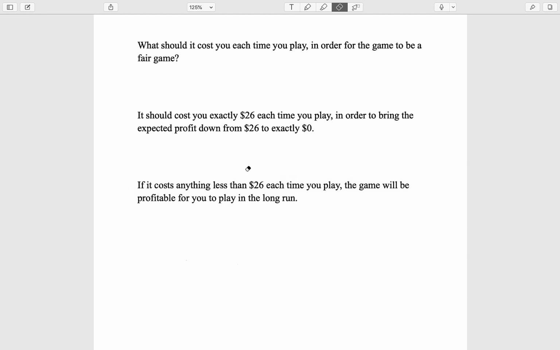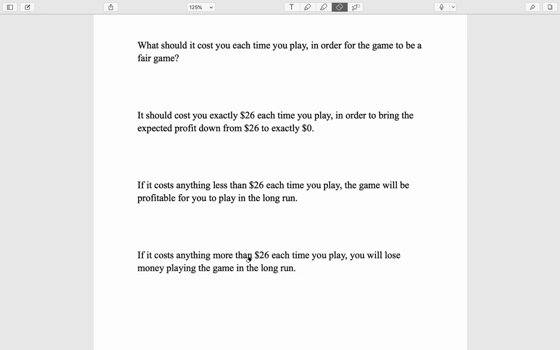Now, if this game costs anything less than $26, it will be profitable for you to play in the long run. But if it costs anything more than $26 per play of the game, you will lose money playing this game in the long run. And if it is a casino game, they will already have done this computation and made sure that they do charge you more than $26 per play of the game. This is why you should not go to the casino.